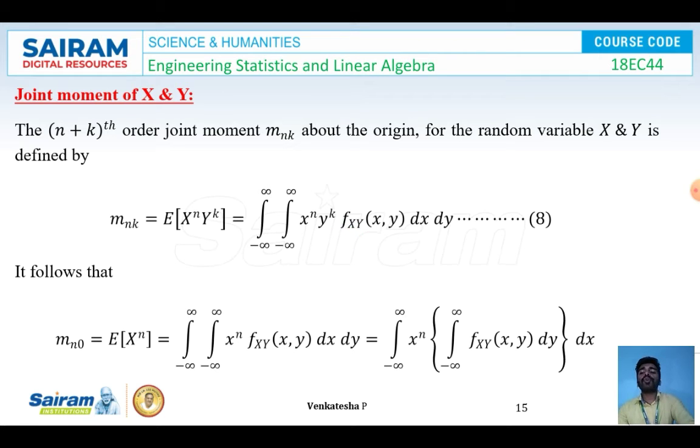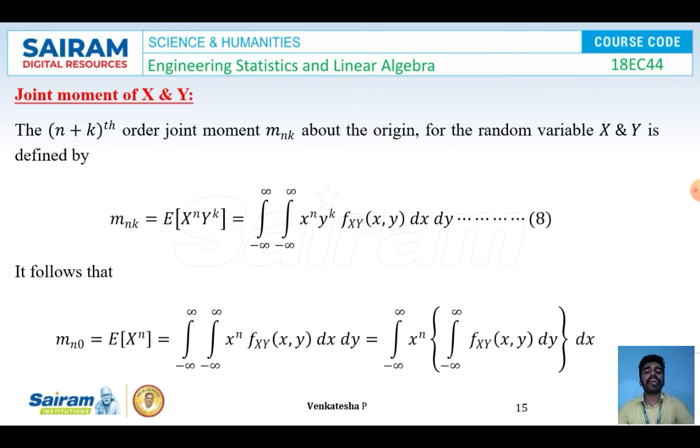Now I am going to replace k equal to 0 in this formula to find the expectation of x^n. If k is equal to 0, I get m_n0 equal to the expectation of x^n, which is the double integration from minus infinity to plus infinity of x^n f_XY(x, y) dx dy. After integrating this expression, I take x^n outside: the integration from minus infinity to plus infinity of x^n times the integration from minus infinity to plus infinity of f_XY(x, y) dy, times dx. This inner integral is nothing but the marginal density function f_X(x).